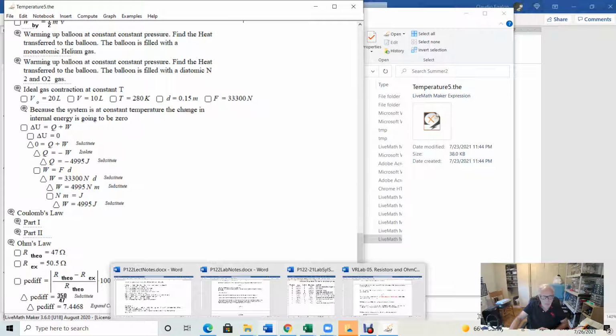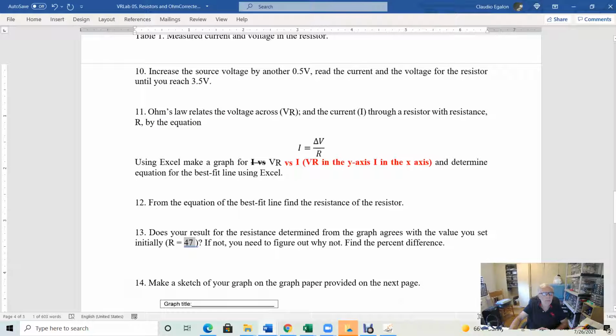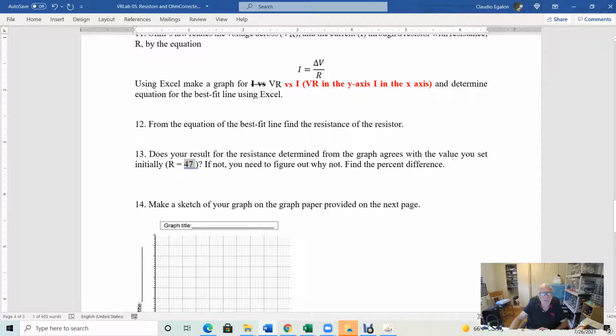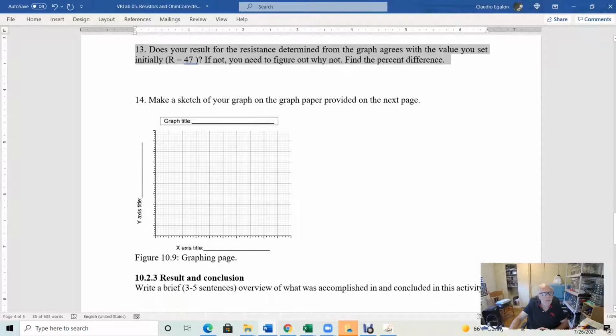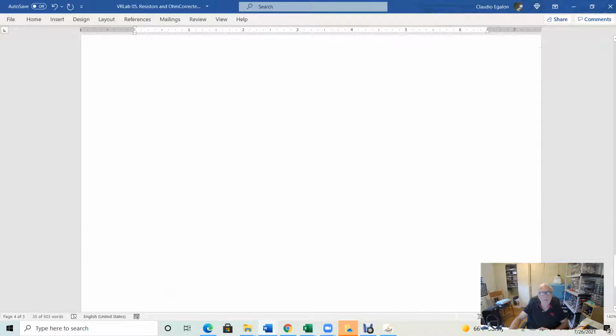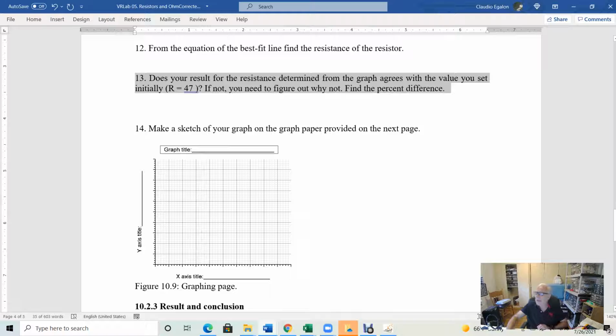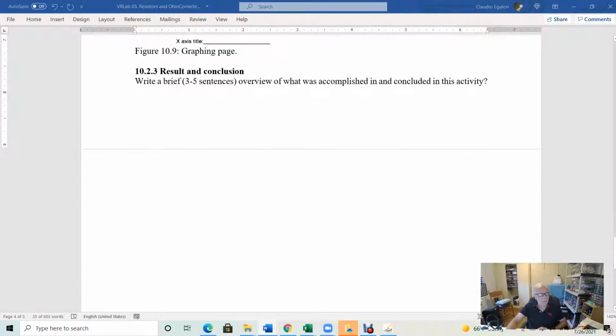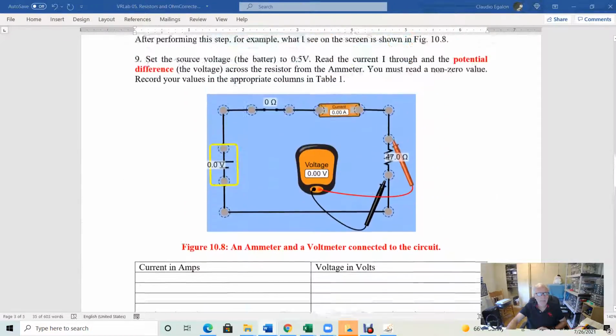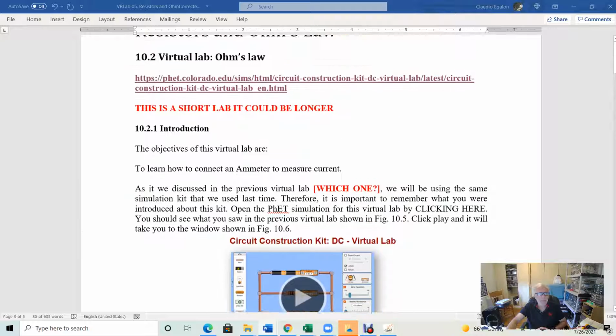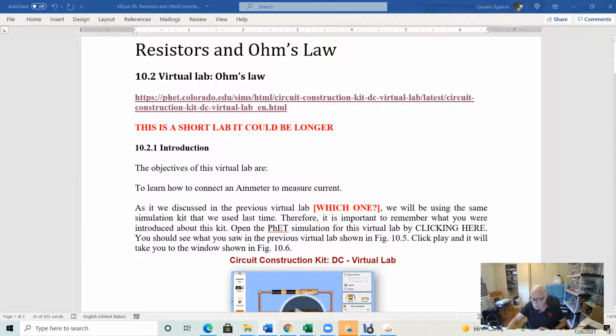Let's go for another. Here you go. Find the percentage difference. Make a sketch of your graph. Oh, that's it. Results and conclusion. That's a very quick experiment. Okay, that's a very quick experiment. Let's get another break, okay?